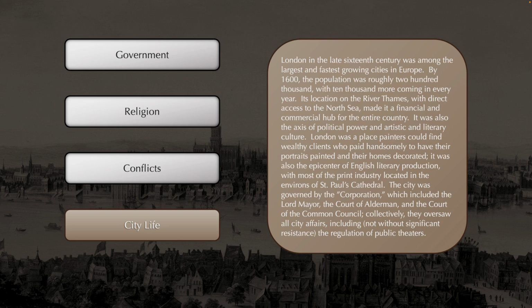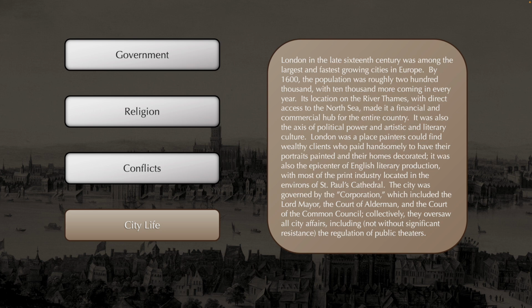It was also the axis of political power, of course, and artistic and literary culture. London was a place painters could find wealthy clients who could pay handsomely to have their portraits painted and their lavish homes decorated. It was also the epicenter of English literary production, with most of the print industry located around St. Paul's Cathedral. We'll talk more about that a little later in this lecture.